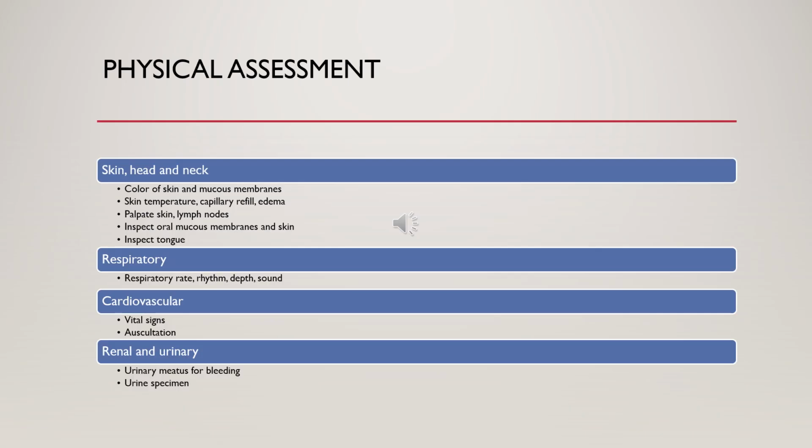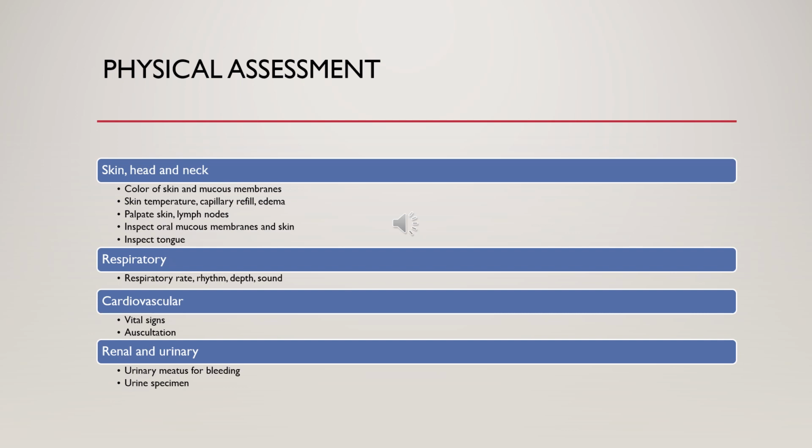So we want to do a physical assessment. This systemic head to toe is very important. We want to assess the whole body because blood disorders may cause oxygen delivery to be less than what is needed for normal oxygenation and tissue perfusion in all systems.